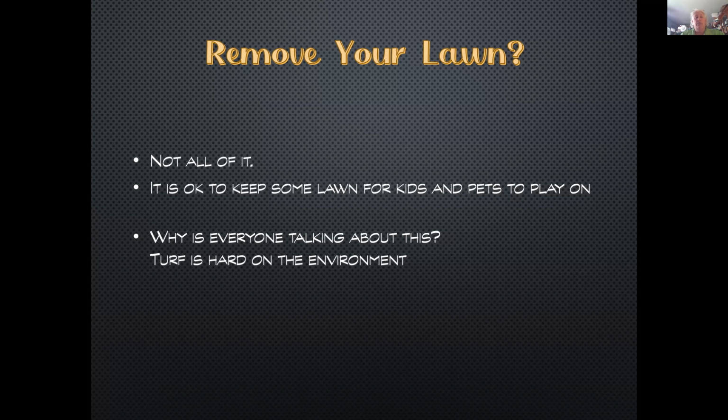It could be a matter of just expanding your front landscaping. I'm going to show you in a picture in a minute. It could be completely getting rid of your lawn.